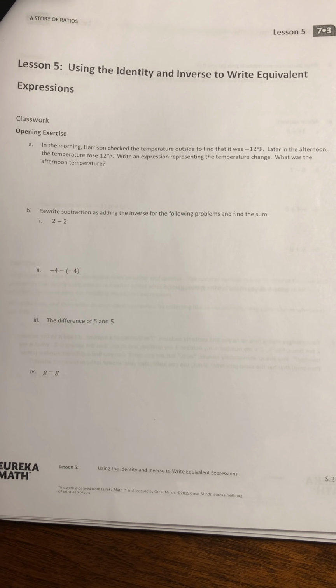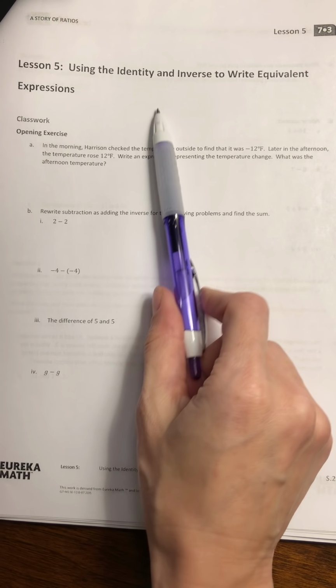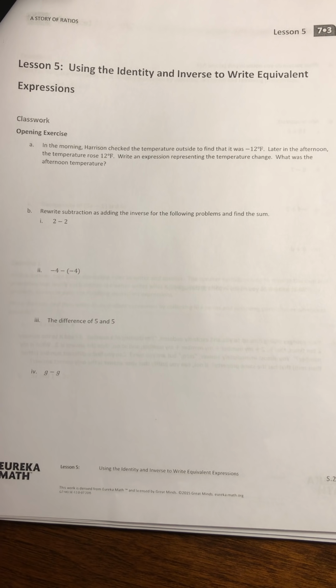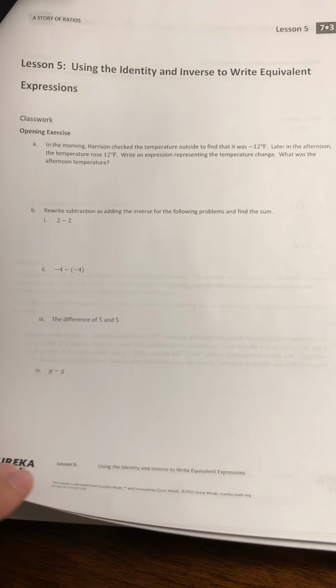Okay, guys, we're going to use the identity and inverse to write equivalent expressions today. I want you to understand the identity properties of 0 and the identity property of 1, and how those opposites and reciprocals help us write equivalent expressions. So in the opening exercise, we have a few problems here.